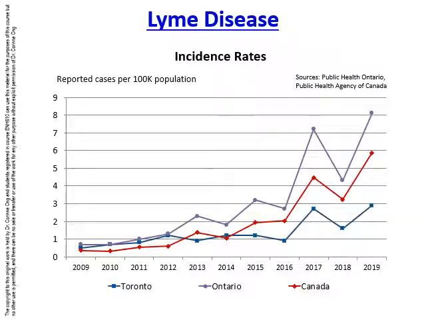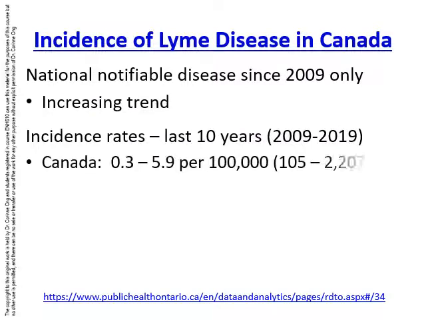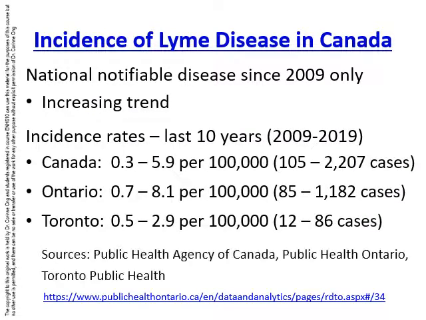This graph shows the rates of Lyme disease in Canada in the red line, across Ontario in the purple line, and Toronto in the blue line. You can see that over the past decade, the rate has increased quite dramatically, especially in Ontario, which has a higher rate than the national average. The Toronto rates are lower because it is an urban area and the exposure to ticks is lower. Lyme disease recently became a national notifiable disease in 2009.